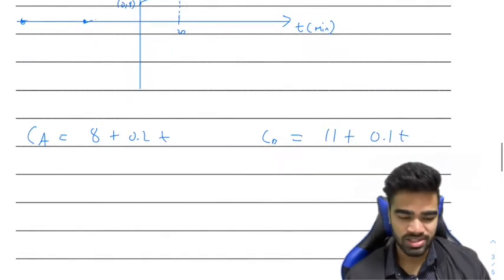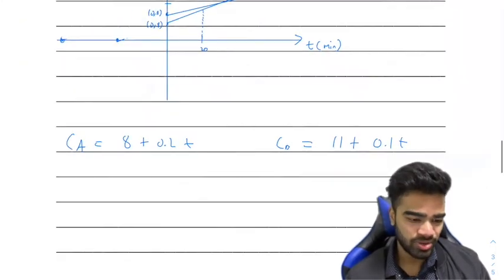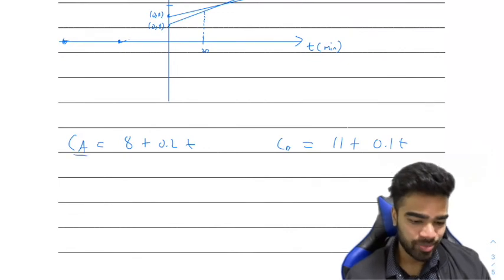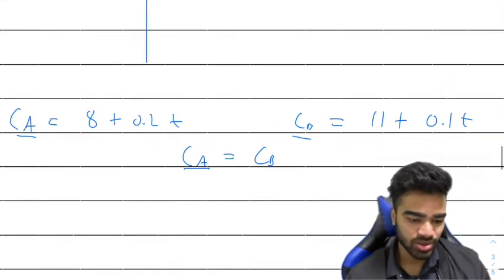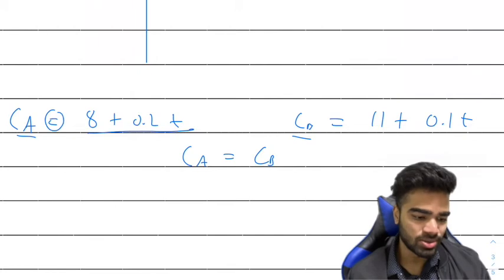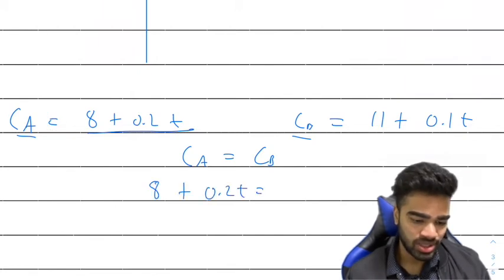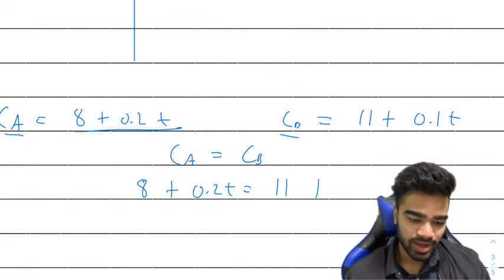So it's similar to the volume question we did in the previous lesson. This cost and this cost have to be the same, right? So cost of firm A has to be the same as cost of firm B. So what is cost of firm A? Well, the cost of firm A is this whole thing because of the equal sign. So we say 8 plus 0.2t is equal to 11 plus 0.1t.